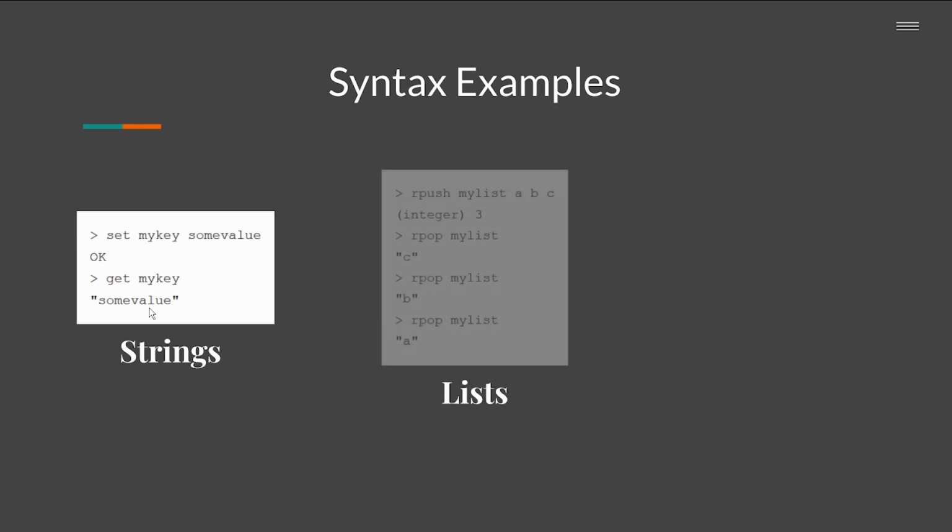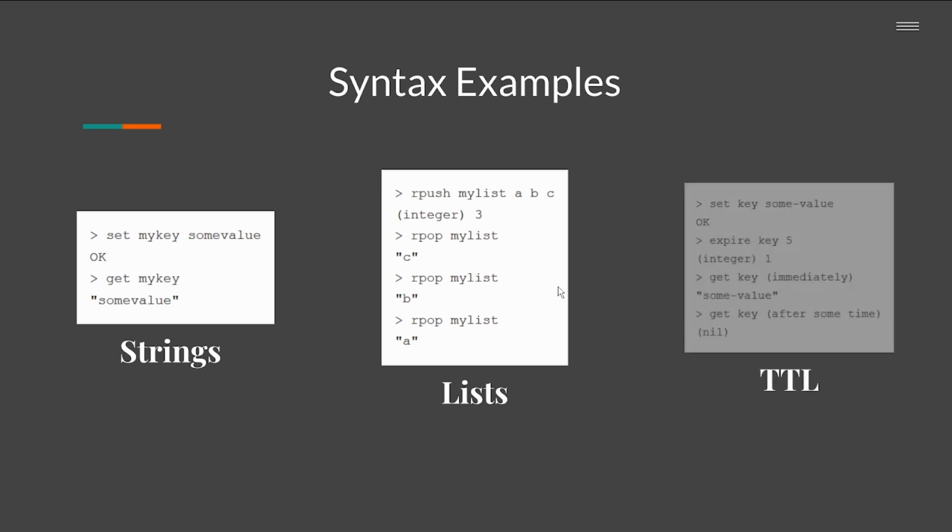Second, we have lists. In this example, we have my list and we're pushing the letters A, B, and C. So there's now three elements in my list. We're doing an R pop from my list, which removes the furthest most element to the right, which is C in this example. And this is what we get back. And now only A and B is left. And if we do R pop again, B will be the rightmost since C no longer exists. So B is returned. And finally, when there's only one in the list and you pop off of it, you just get the one element back. So that's what lists look like.